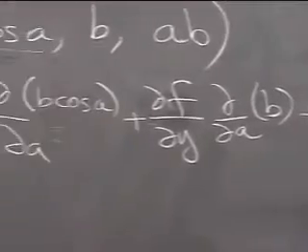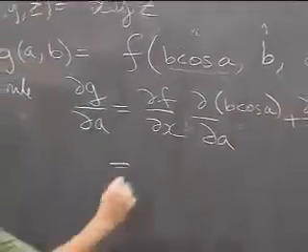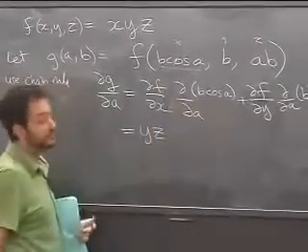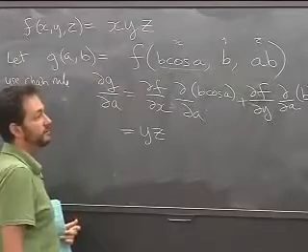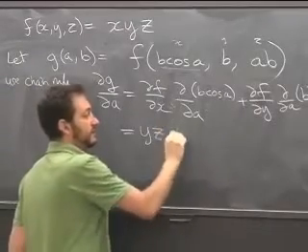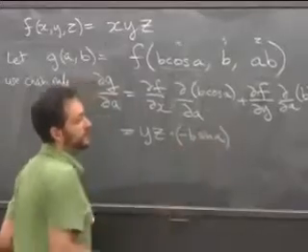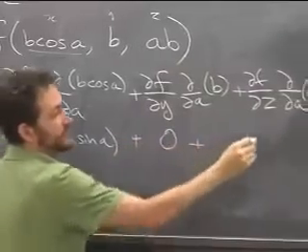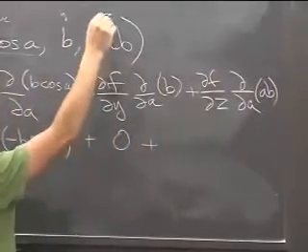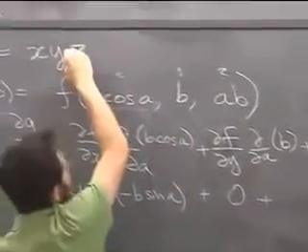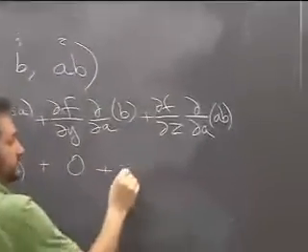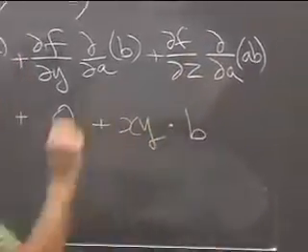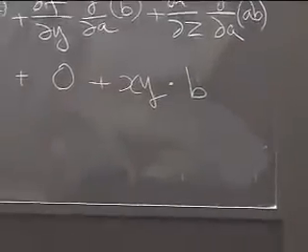What is df/dx? Well, looking at the original formula for f, df/dx is yz. Now we have to compute d/dA of b cosine A. Well, we treat b as a constant, and the derivative of cosine is negative sine. So this is minus b sine A. As for this, dB/dA, b is constant, so that's 0. And finally, df/dz, well, the derivative of f with respect to z up here is xy, treating x and y as constant, and d/dA of AB is b. So this is the correct answer.